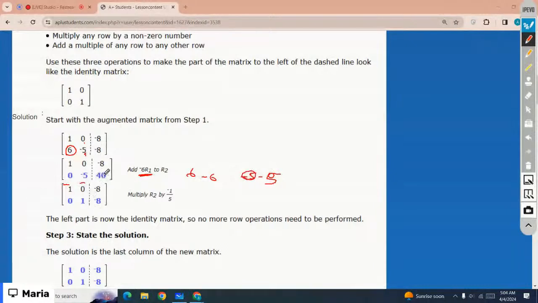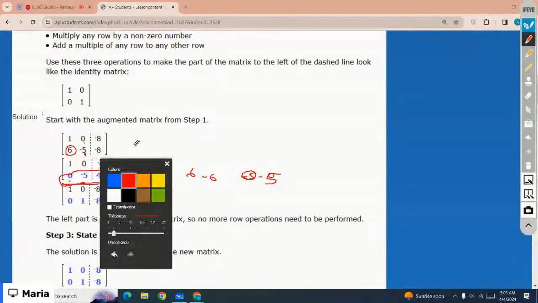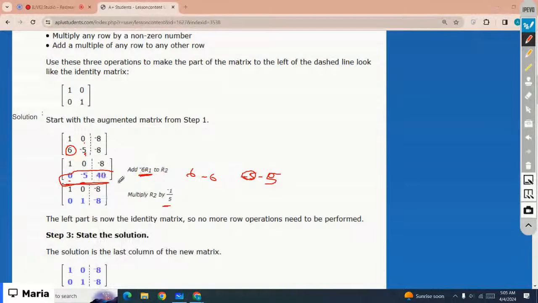Okay, now you have to divide this row by negative 5, because you want to make 1 here. You have to apply the operation to the whole row, right? First that was just negative 8. When you multiply the first row by negative 6, that would be 48, right? Negative 8 times negative 6 is 48, and negative 8 minus 48, so you are left with negative 40. Now you divide it by negative 5, you are left with 8.